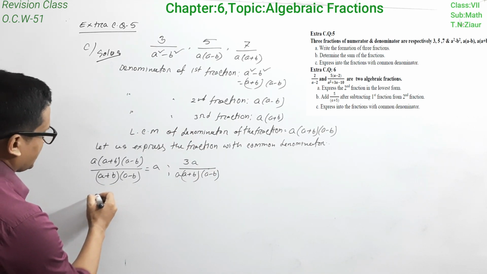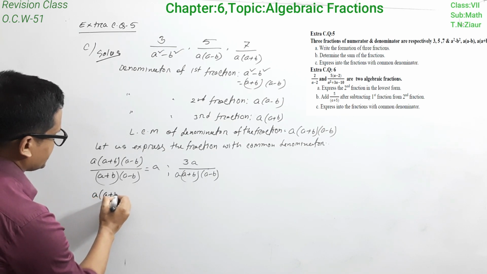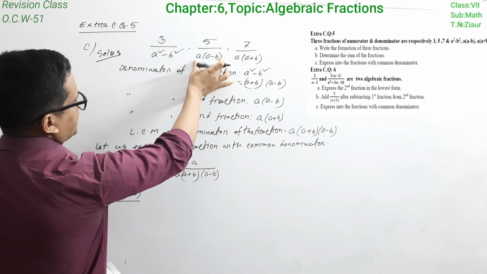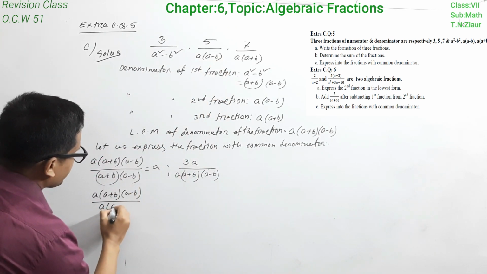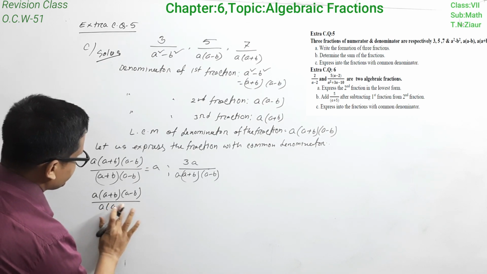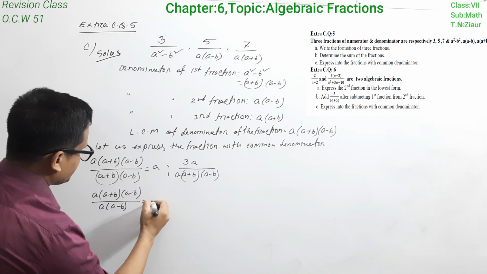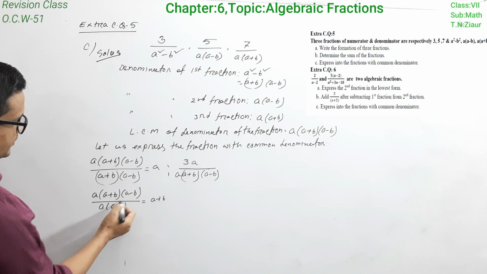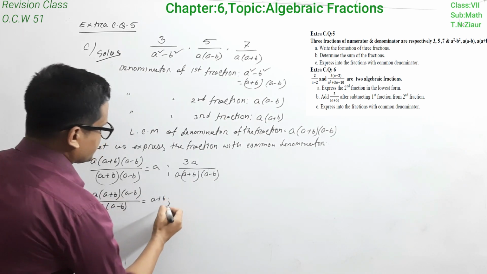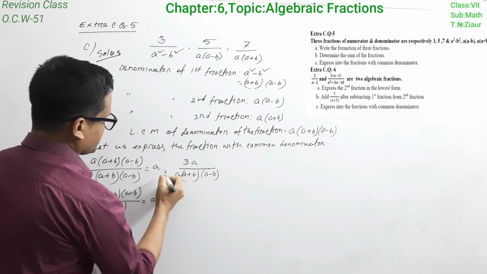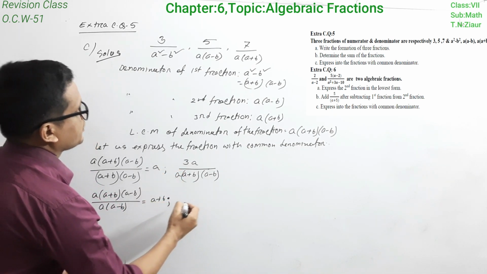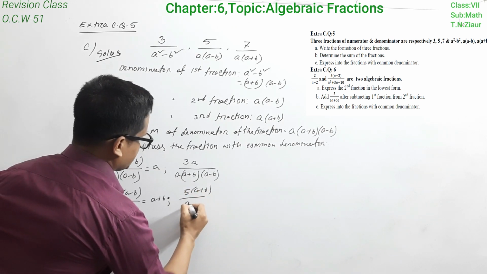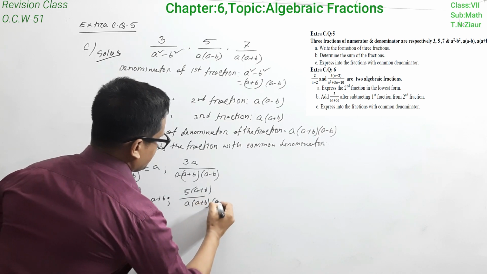Again you have to write here the LCM: a into (a plus b) into (a minus b). Again we have to divide by the denominator of the second fraction, a into (a minus b). What will be the answer here? a plus b, right? We can cut a and (a minus b), and a plus b is the answer. Just keep the semicolon here, then it will be better for understanding. Now by this (a plus b) you have to multiply both, 5 into (a plus b), and we write the LCM here, a into (a plus b) into (a minus b).